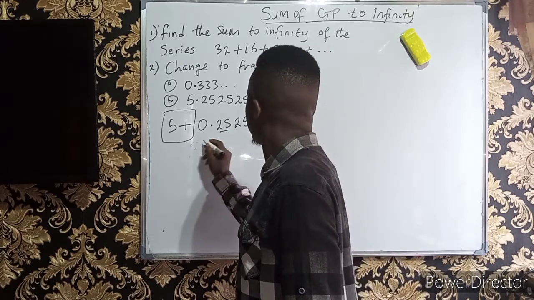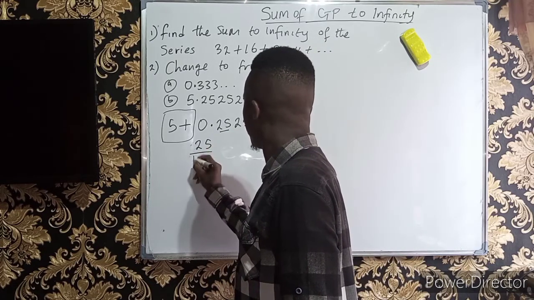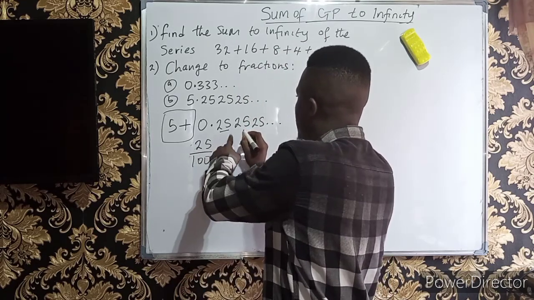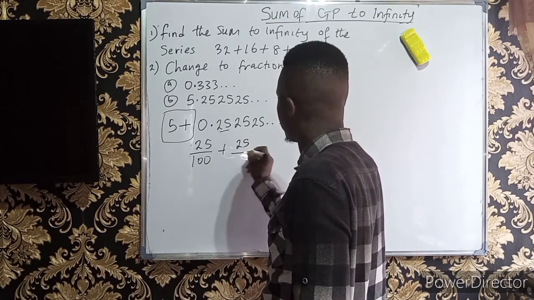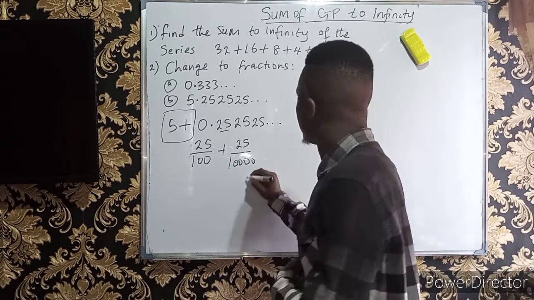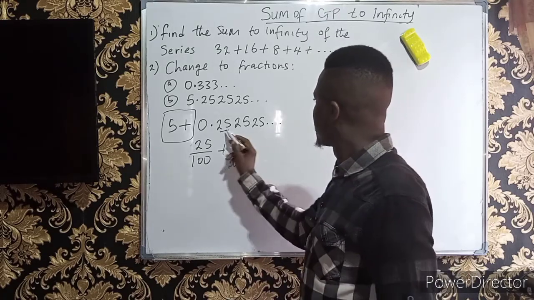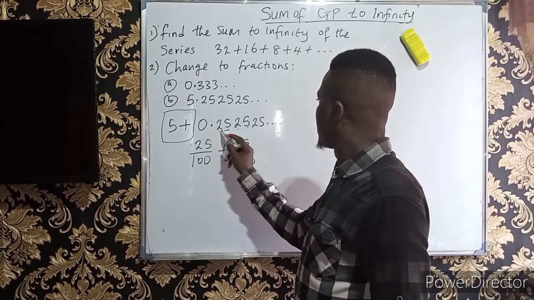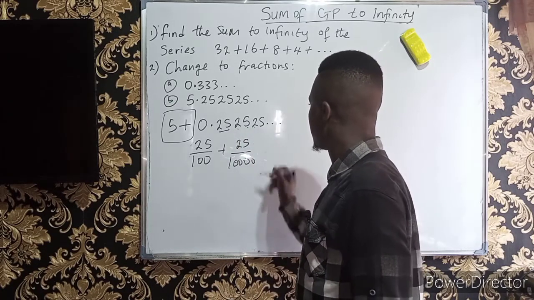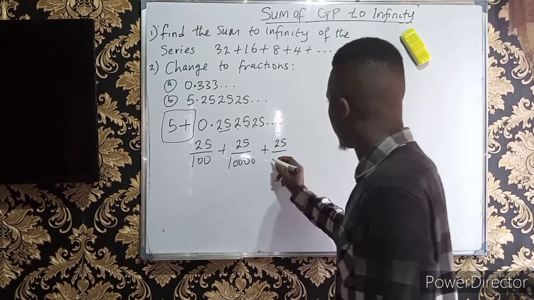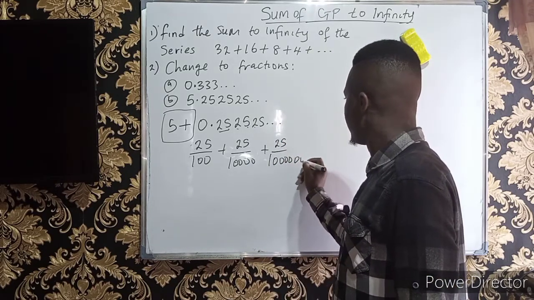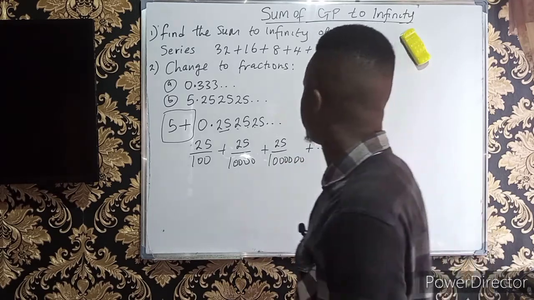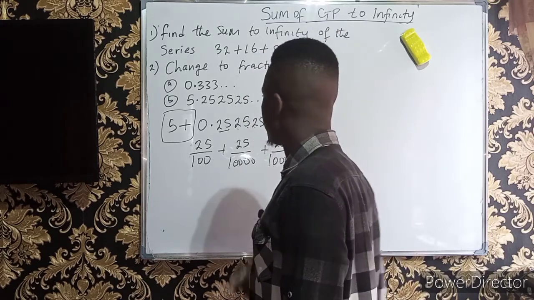So the first 25 can be seen as 25 over 100 plus this 25 here should be 25 over 10,000. Because before you get to the last digit, you count 1, 2, 3, 4. Now this one, before I get to the last digit, I will count 1, 2, 3, 4, 5, 6. So it will be 25 over, I'll add 6 zeros because getting to the 5 digit, I'm counting 6 places, plus dot dot dot.